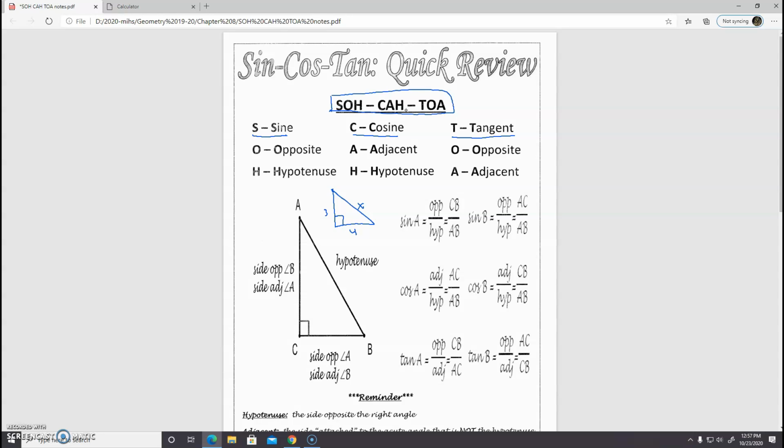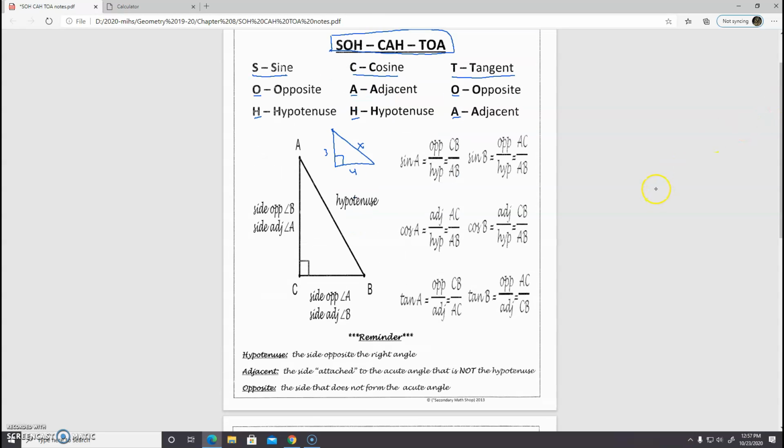So when you're setting it up, sine is opposite over hypotenuse. That's where the SO comes from. Cosine is adjacent over hypotenuse. That's where the CA comes from. And TOA is opposite over adjacent. Now this probably sounds like gibberish to you right now. So let's see what we're actually talking about.